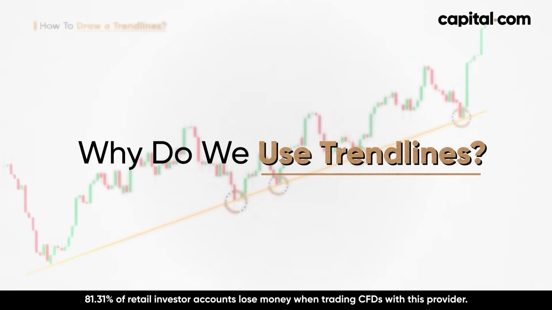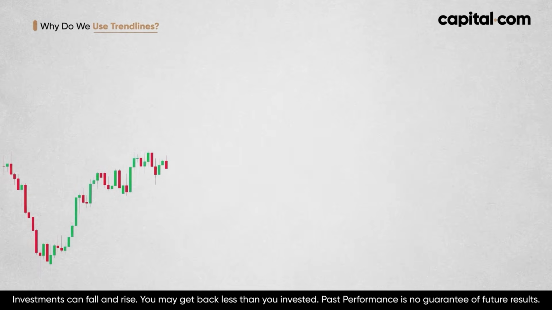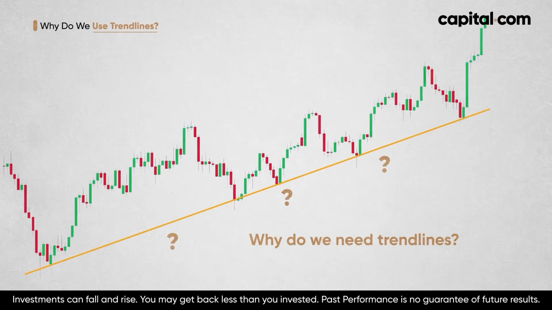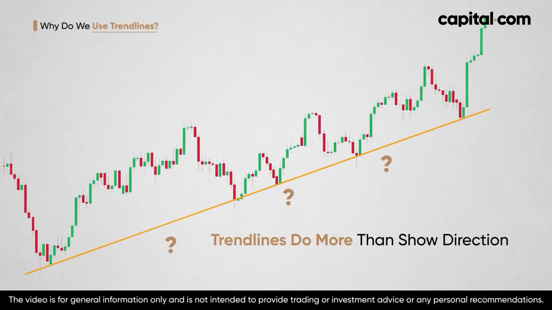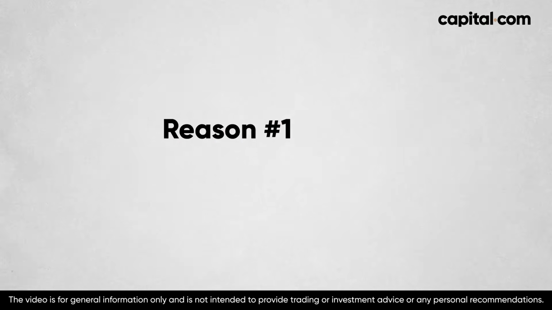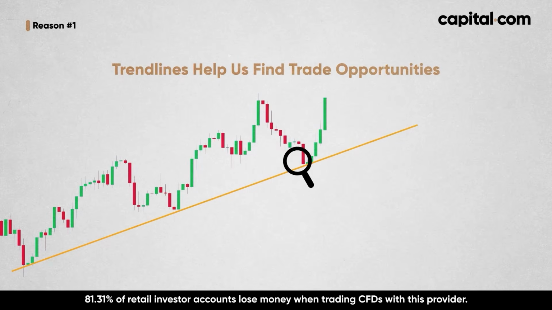Why do we use trend lines? You might be wondering, can't we already tell where the market is going just by looking at the chart? So why do we even need trend lines? The answer is simple. Trend lines do more than show direction. Now, there are 2 main reasons why we use trend lines. The first one is this. Trend lines help us find trade opportunities.